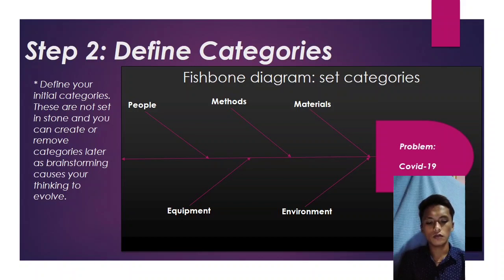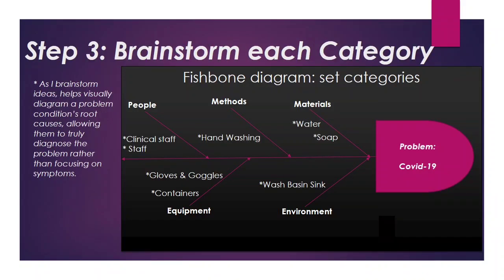Note that there is no limit to the number of categories you can have. Step 3. Brainstorm each category. As you brainstorm ideas, it helps visually diagram a problem condition's root causes, allowing you to truly diagnose the problem rather than focusing on symptoms.